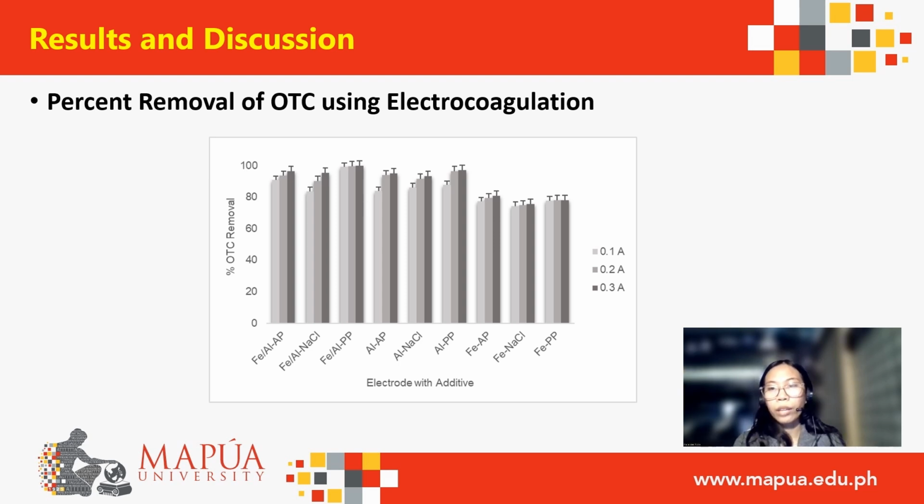So for the combined, actually, the optimum parameters are the iron aluminum electrodes with the potassium persulfate as the additive and the current of 0.3 amperes. So this really demonstrated the highest percent removal of OTC in wastewater samples with 99.95% removal. And this was achieved at a settling time of 30 minutes.